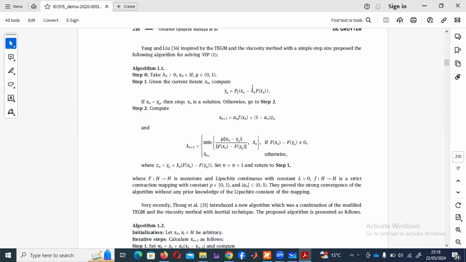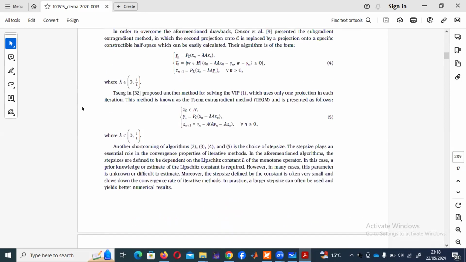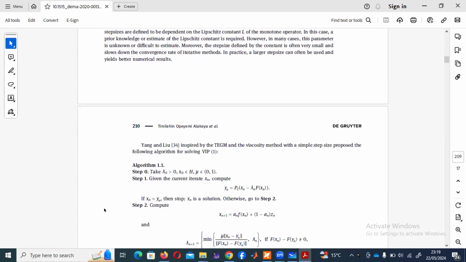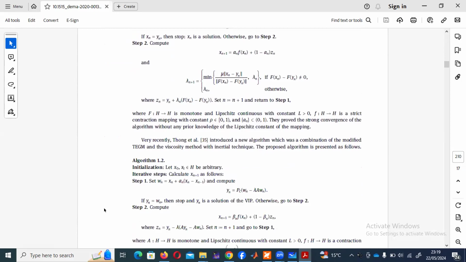Now, the lambda n here is not dependent on the Lipschitz constant of this F. They have updated it in this way. This is how to calculate the lambda n now. So this is one improvement again to the method by Censor itself, the original Censor method. It's an improvement because, one, it's no more lambda, it's now lambda n, and that lambda n does not depend on the condition of the operator in terms of Lipschitz.